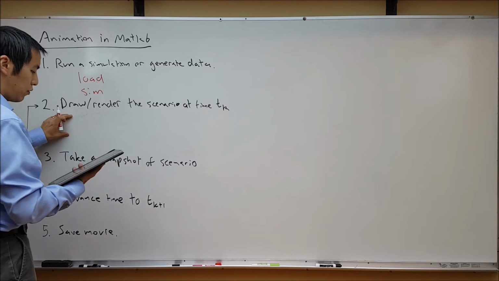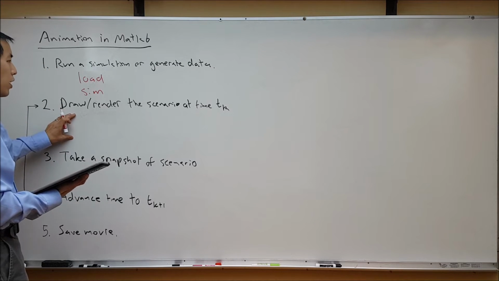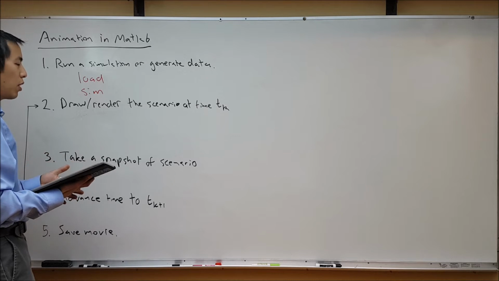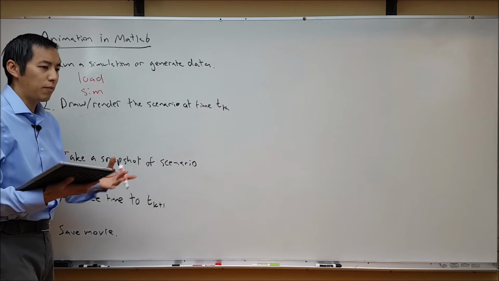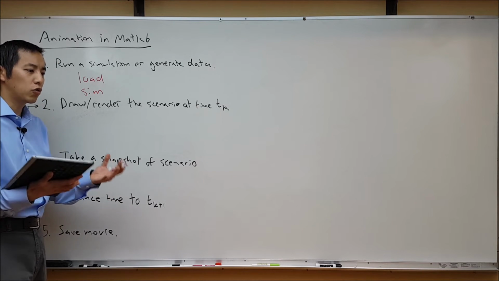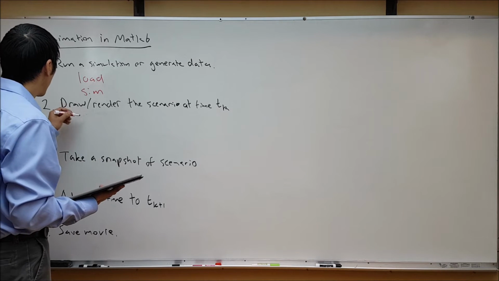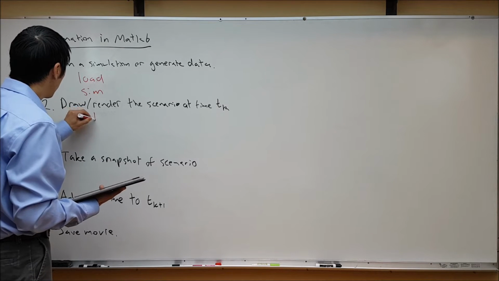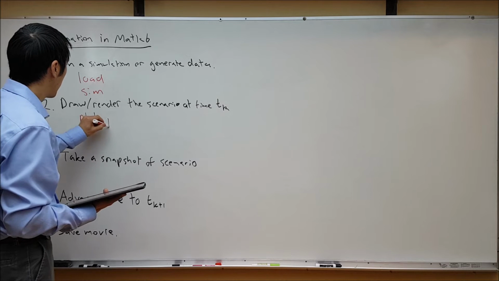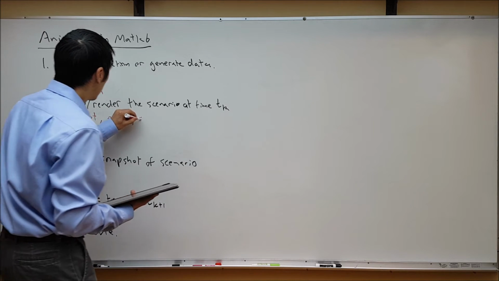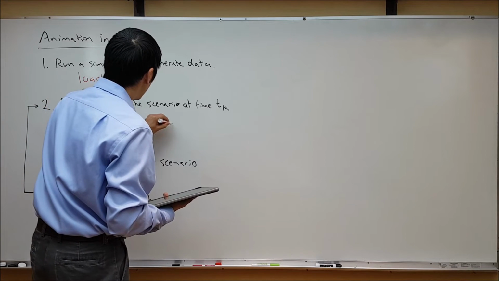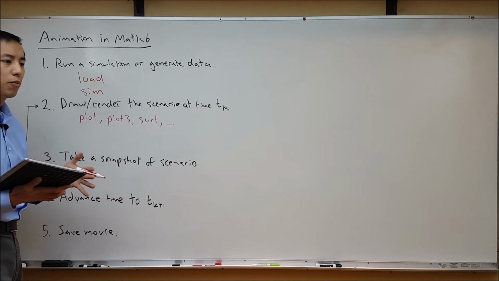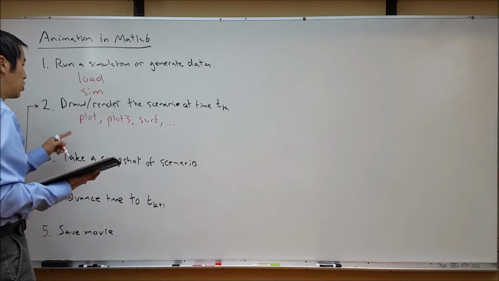So once you've done that, how about drawing or rendering the scenario at a given time? Well, this is really just talking about plotting, right? All you're doing is plotting or drawing one single frame of your animation. So just use any of the plot tools that you're already comfortable with: plot, plot3, surf. Any of these other plotting commands that we talked about, you're basically just trying to make one page of your flipbook.